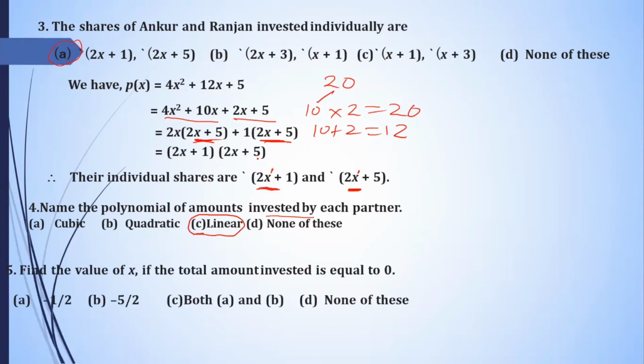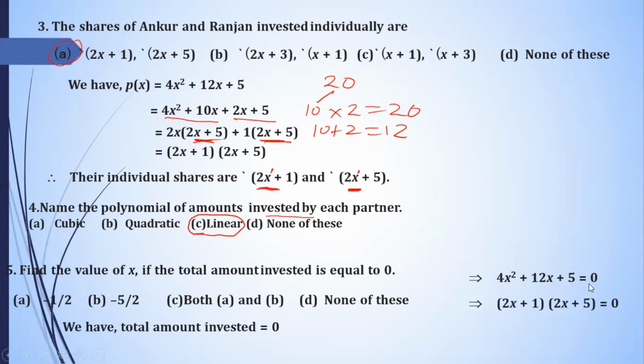Find the value of x if the total amount invested is 0. Okay, so now we have already found the factors of the expression. The total amount invested is 0, that means 4x square plus 12x plus 5 is equal to 0. But we have already found out the factors. What are the factors? 2x plus 1 and 2x plus 5. So 2x plus 1 is equal to 0 or 2x plus 5 is equal to 0.